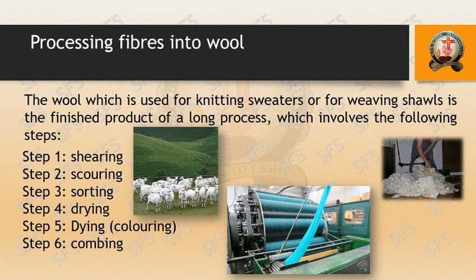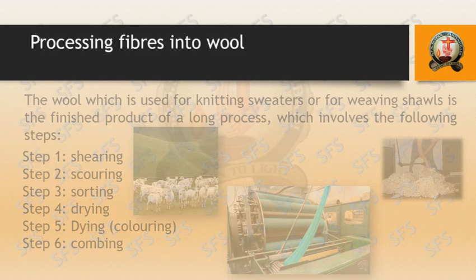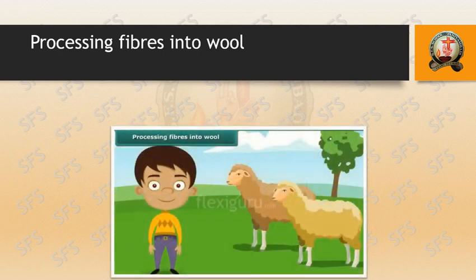Woolen cloths are in different colors, right? But the sheep's hair will be only white in color. So they do the coloring. They apply different dyes to make them colorful. And finally, they do combing. Combing is nothing but straightening the hair, like how we comb our hair to make it straight. In the same way, they convert the fiber into a straight, thread-like structure. Let us understand all these six steps by watching this video.